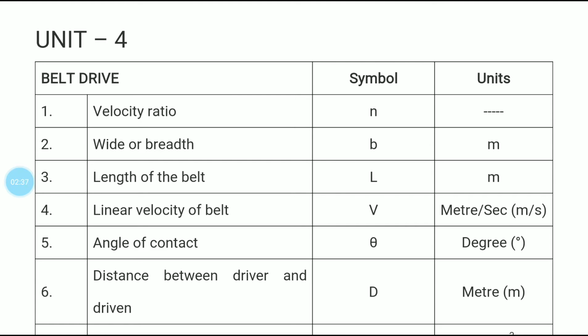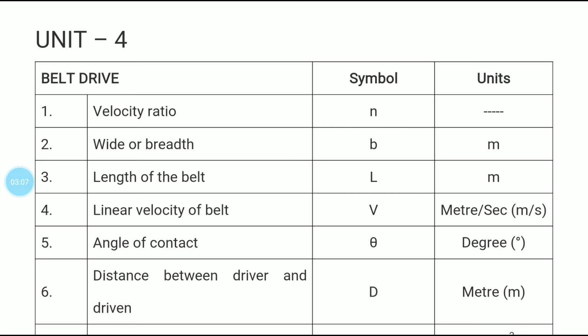Second one is wide or breadth. In the sum, it may be given as wide or breadth. Whatever is given, take it as b. Okay, so for wide you can take a w. Mostly, if it is given as wide, we will write wide equal to breadth equal to 10 centimeter. For example, if the sum says wide is 10 centimeter, you have to write wide equal to breadth equal to 10 centimeter, because wide and breadth are the same.